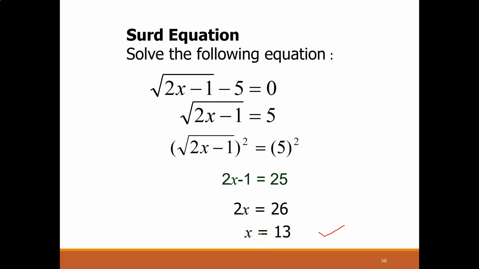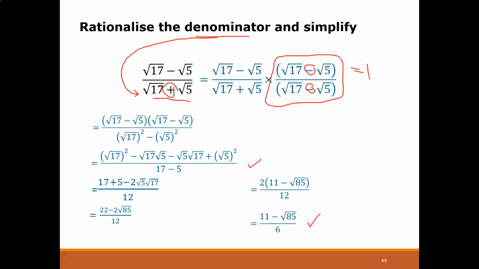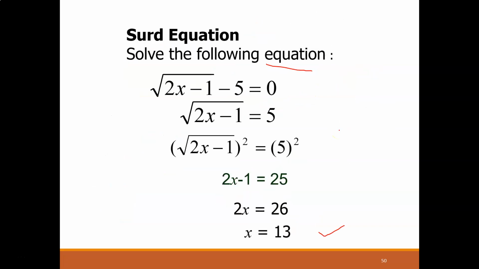Okay, that one is for solving equations. The other one, the previous one, is rationalize and simplify. Okay, so when it involves rationalize and simplify, of course you need to find the conjugate. Okay, that's it for the third subtopic, which is surd.